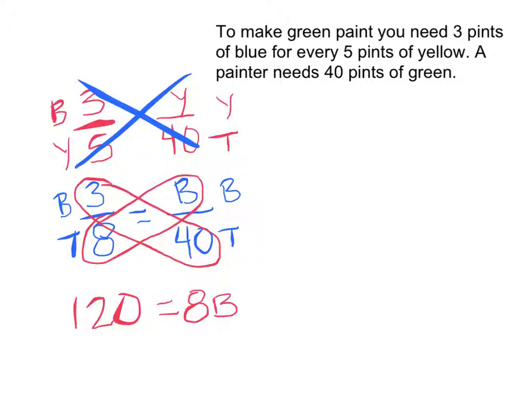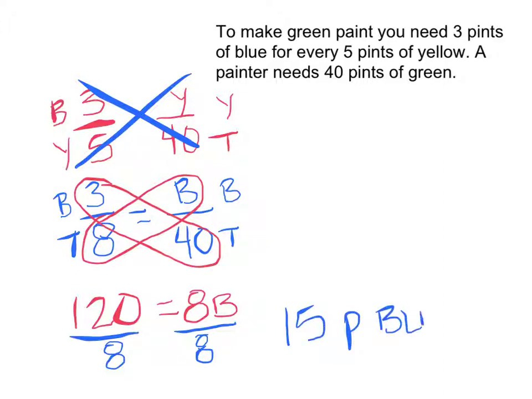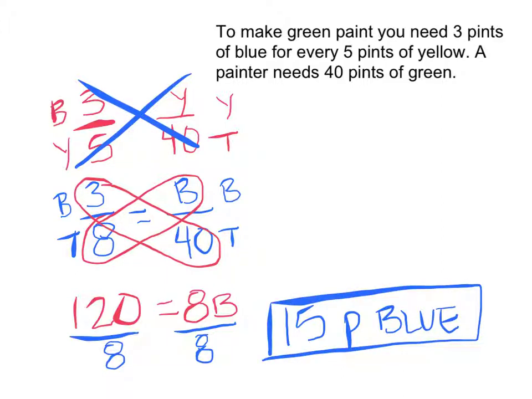Now we have to do our undo step. We need to undo times by 8 to get our blue by itself. So we're going to do 120 divided by 8, and in this case that works out to be, that's your calculating time, 15 pints of blue. So we need 15 pints of blue. Does that totally answer the painter's problem though? We also need to know how much yellow he puts in.